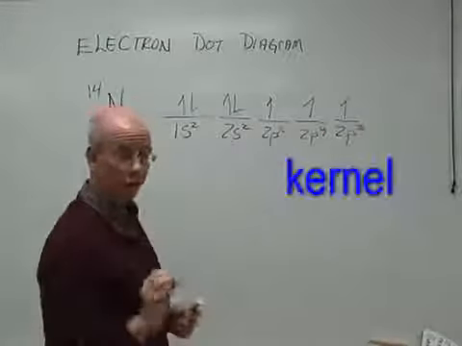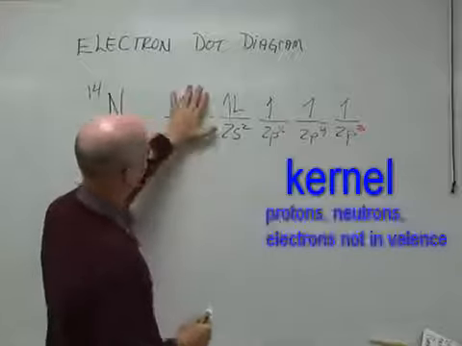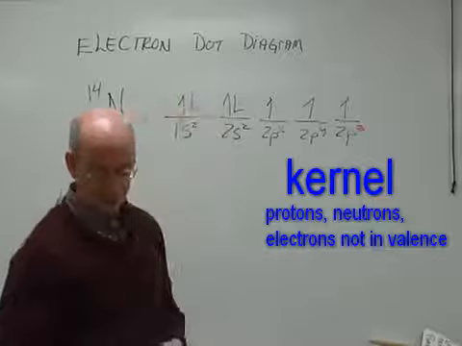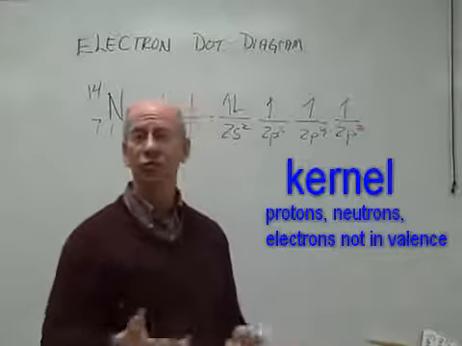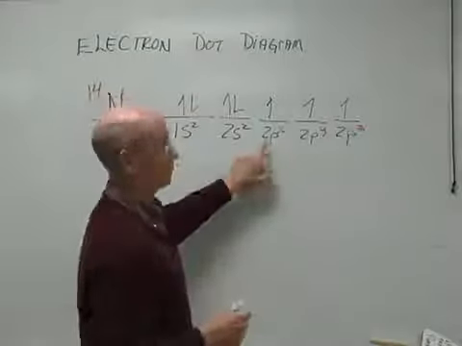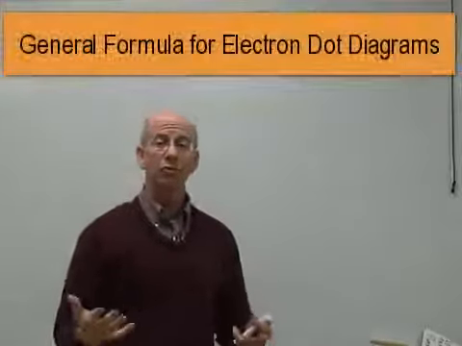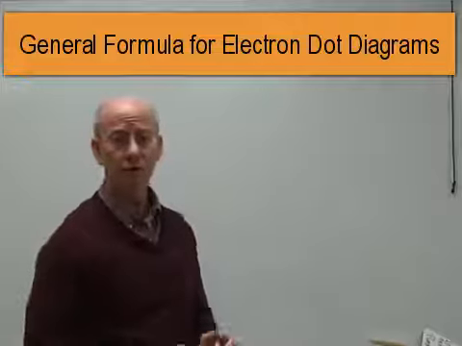It's actually called the kernel of the atom. So this right here is part of the structure, but it's not going to be drawn. We call that the kernel. That represents all the protons, neutrons, and electrons that are not in the valence, because actually valence is only the outermost electrons. So let's look at a general formula for drawing electron dot diagrams.